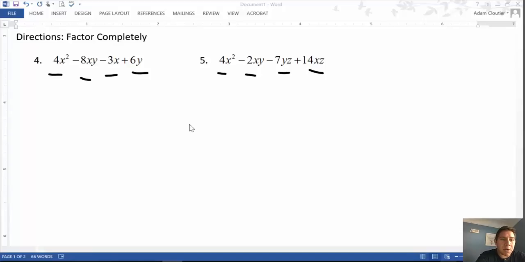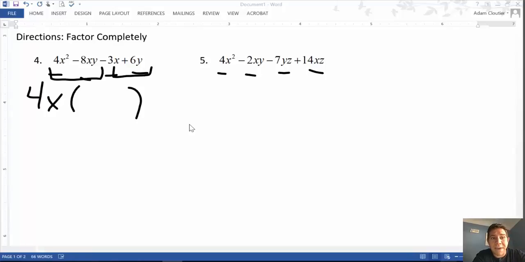So for example, if we take the first 2 terms and group them together, look for the GCF and then factor it out, and then repeat it for the next 2 terms, we'll be able to factor this expression completely. First 2 terms have a common 4x in them. If I pull it out or factor it out, we'll be left with an x and a minus 2y. Next 2 terms, look really closely.